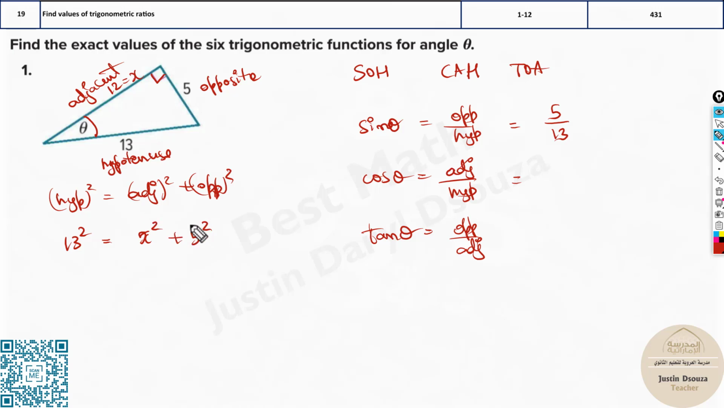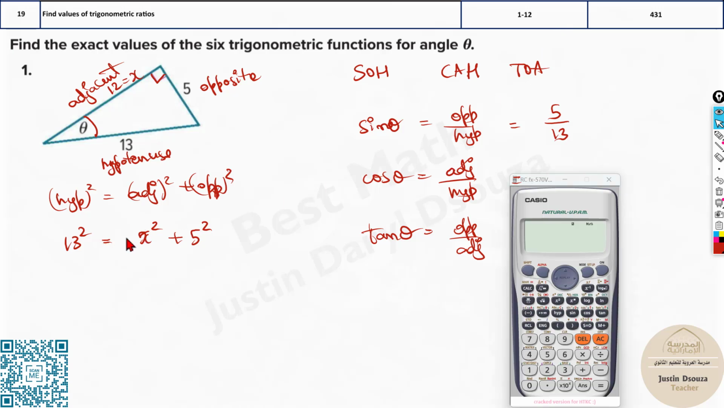Now you can put this in the calculator directly. Here it will be 169 minus 25, which is 144. And we know the square root of 144 is 12. But still, we will just use the calculator directly because it's the electronic part. You don't need to write anything. x squared plus 5 squared, shift and solve, and then equals, it's 12.